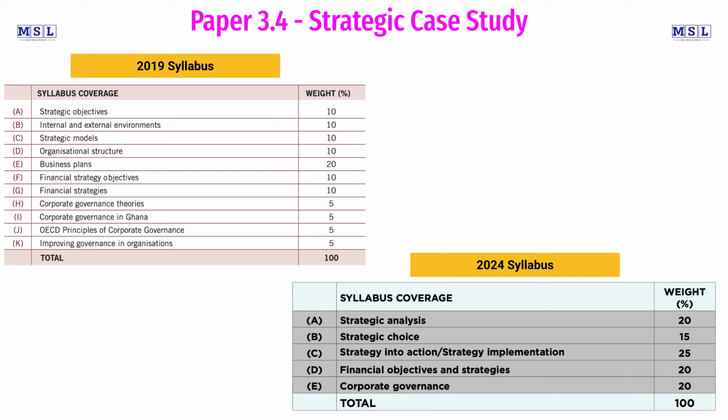Corporate governance, 20 marks. Anybody with a good understanding of the old syllabus will note that corporate governance was actually 20 marks in the old syllabus. It was just broken down into 4 different chunks of 5 marker areas. Financial objectives was 20 marks. We had 2 10-marker areas, right? So really the syllabus is not changing for case study. Just a few things moved around.